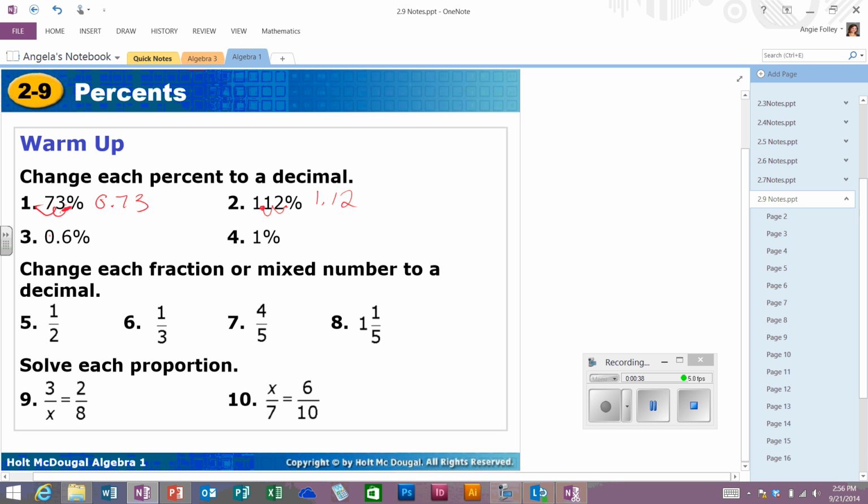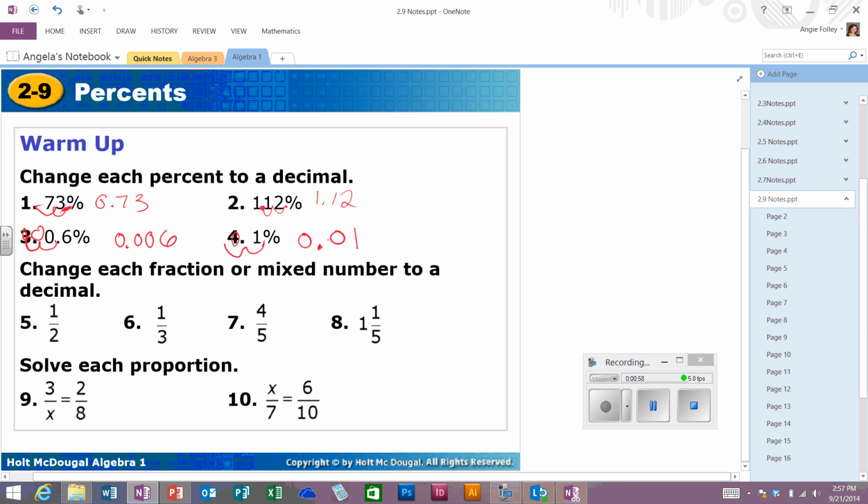For this one, this is a little tricky because we'd have to add some zeros, so we'd have to go 1, 2, so it would be 0.006 as a decimal. And this last one, again, it's not written here, so we'd have to go 1, 2, so that means we have to add a 0 in, so it's 0.01.